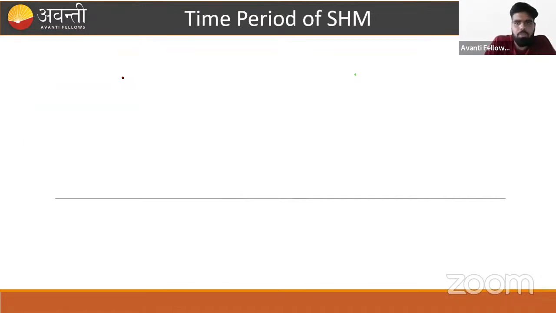So before starting the time period concept, there is one important thing that I have already discussed with you, but I want you to have more confidence in this particular concept so that you can solve a variety of problems. What is the concept? What is the meaning of equilibrium? Equilibrium means net force equal to 0.